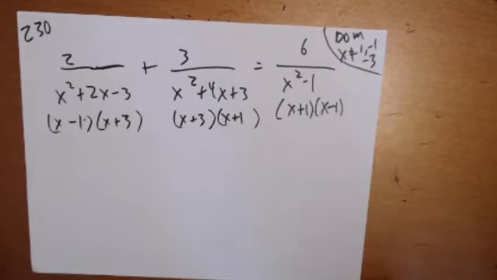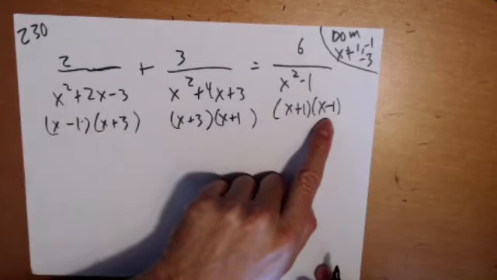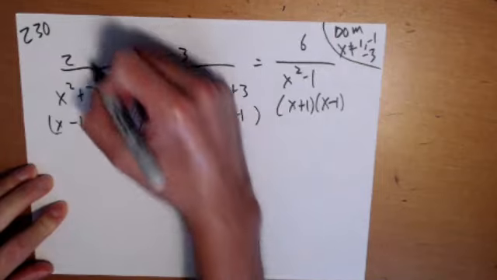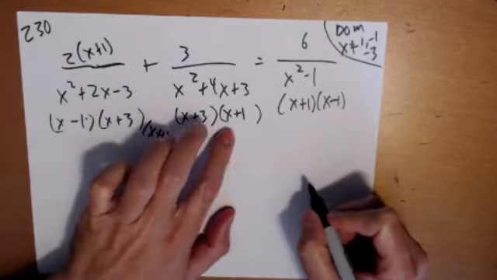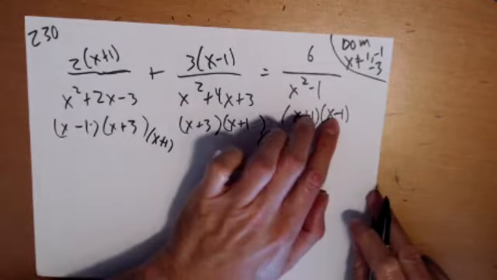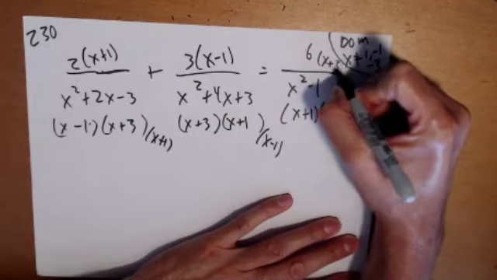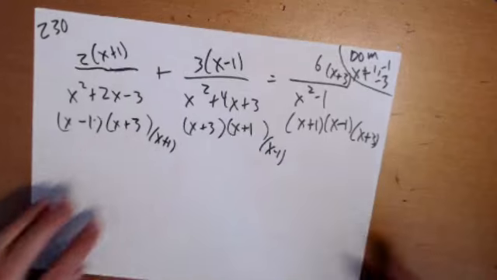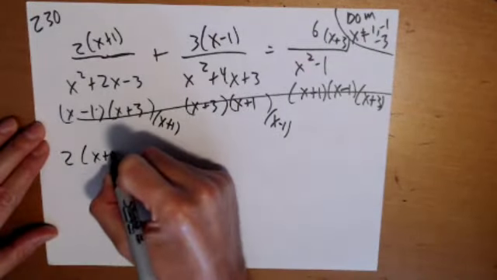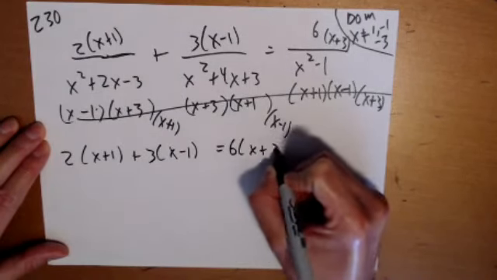Okay, so in terms of common denominator, I see that everyone needs an x plus 1 and an x minus 1 and an x plus 3. So this guy right here needs an x plus 1, so put an x plus 1 here. This guy needs an x minus 1. This guy needs an x plus 3. Bottom's all the same. Bye-bye. What's left over? 2 times x plus 1 plus 3 times x minus 1 equals 6 times x plus 3.